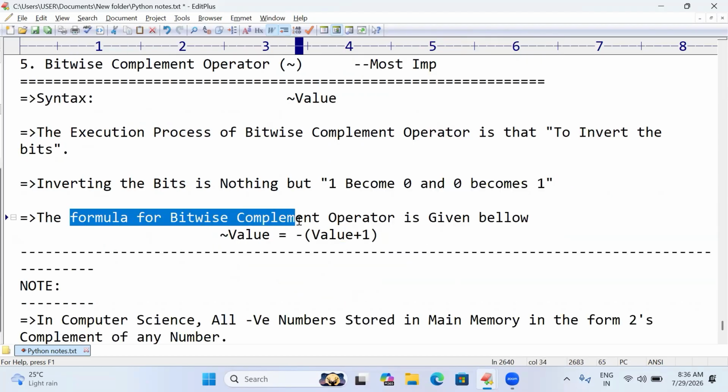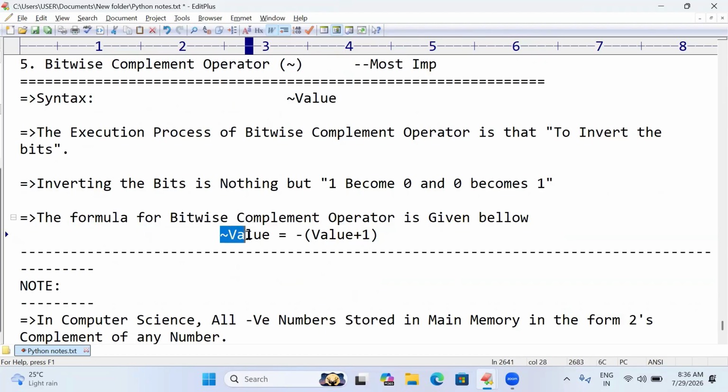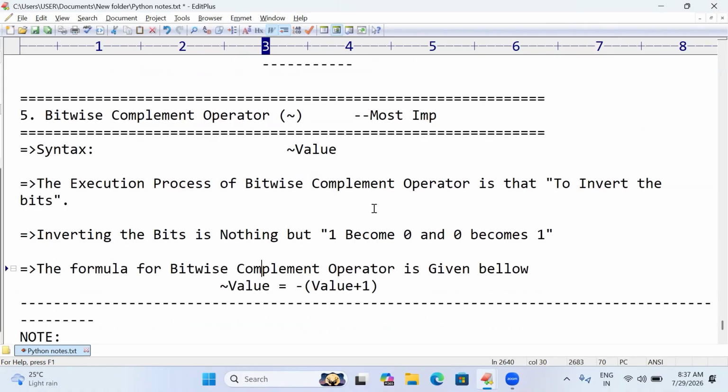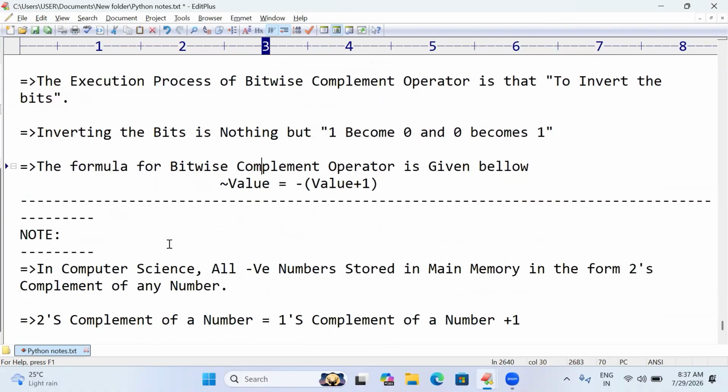So the formula of the bitwise complement operator is that the negation value is equal to minus of value plus 1. So wherever we do this negation value, internally it is going to be done like this: minus of value plus 1. This is the formula for the bitwise complement operator. Before seeing the practical, we are going to see some important note points.